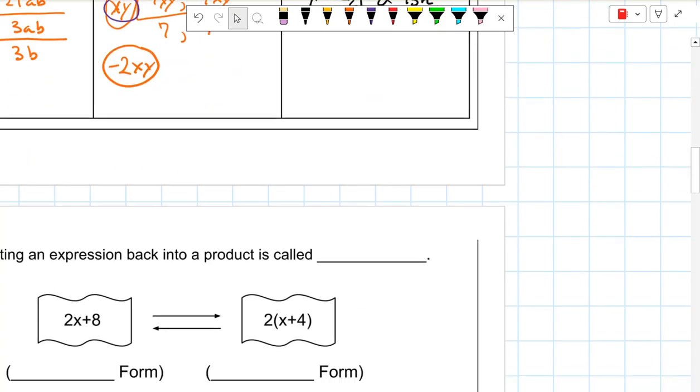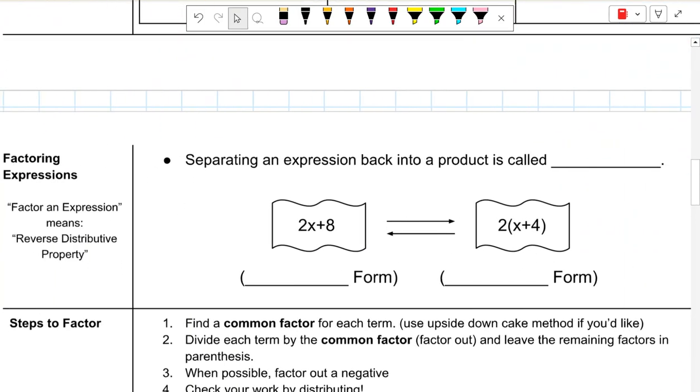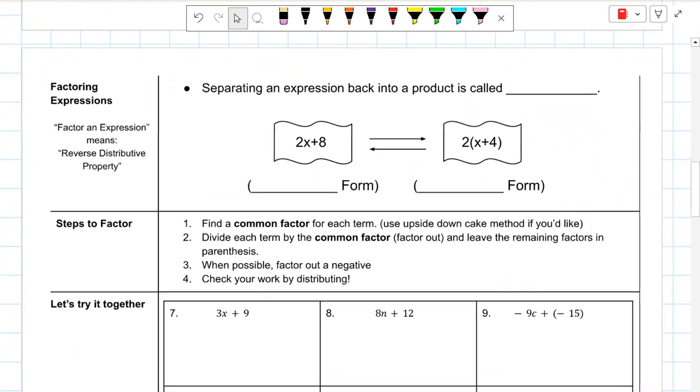All right, let's go down and flip our page to the back side. This one says factoring expressions. And right here is a little quote type thing. It says factoring an expression. Well, what does that mean? It means reverse distributive property. And so let's take a look at this bullet point. Separating an expression back into a product is called factoring.